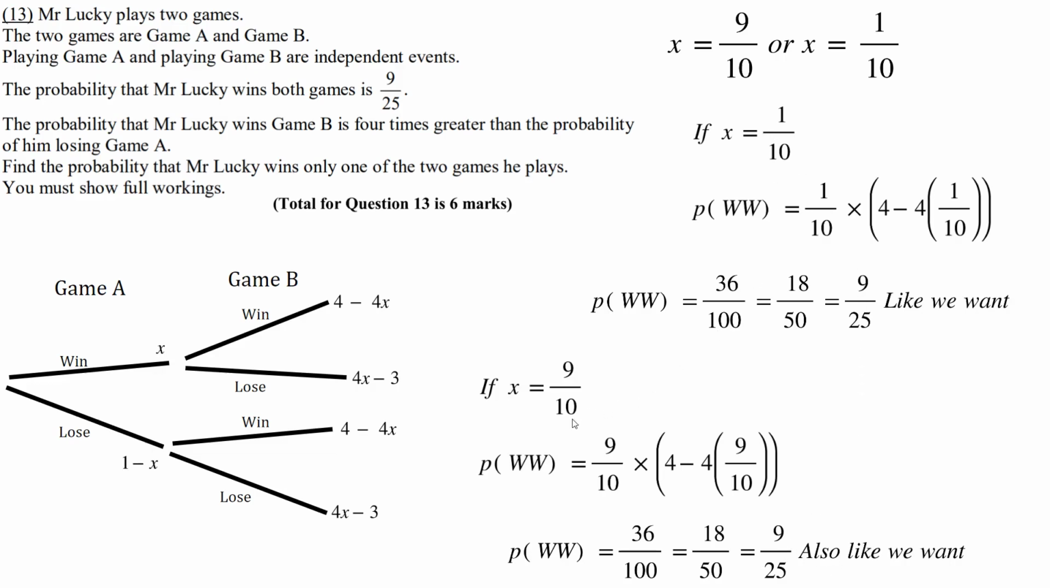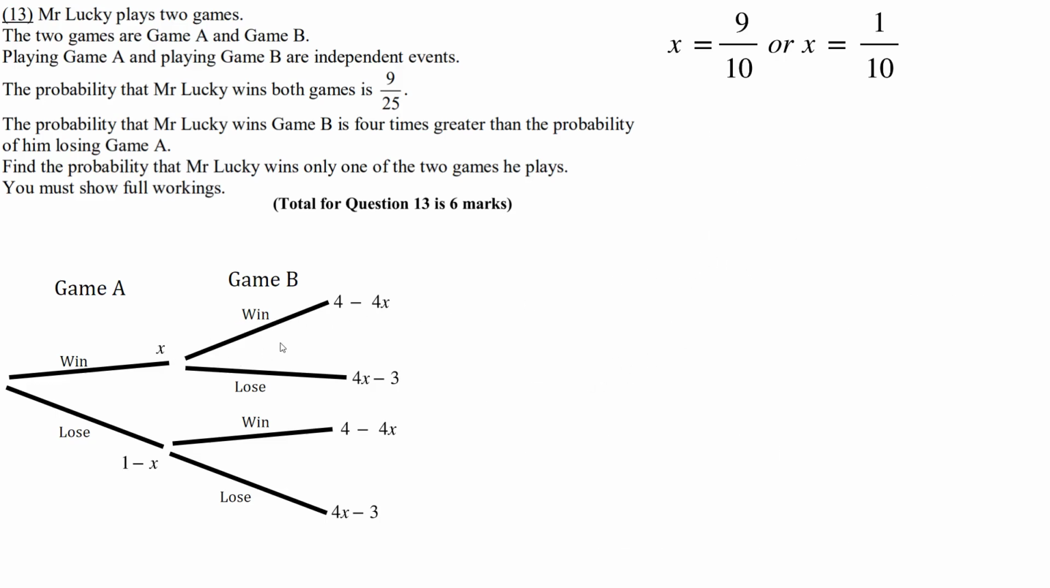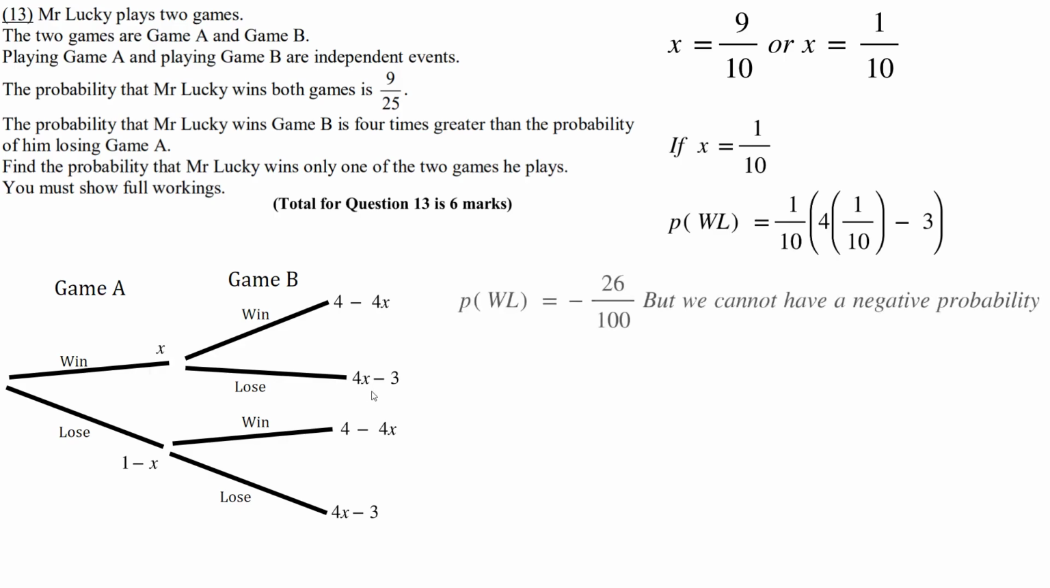So far this hasn't helped us, because it could still be either one. Okay, so both of these give us the answer we want for a win-win. So let's try win-lose maybe. We'll try x equals 1 over 10. So we'll just plug in 1 over 10 for win-lose, and we'll see what we get.